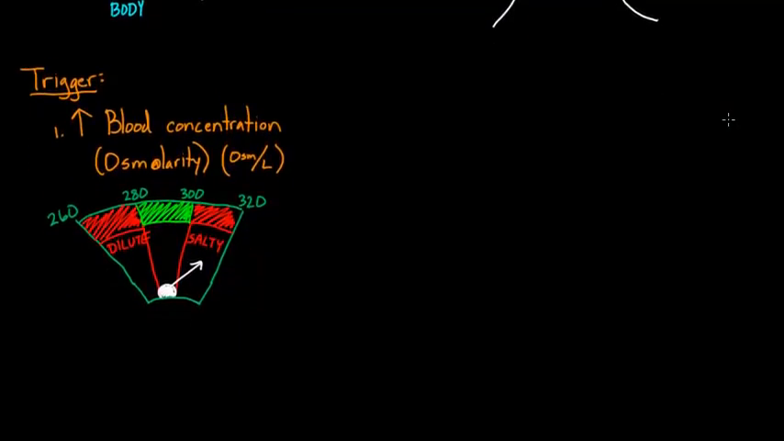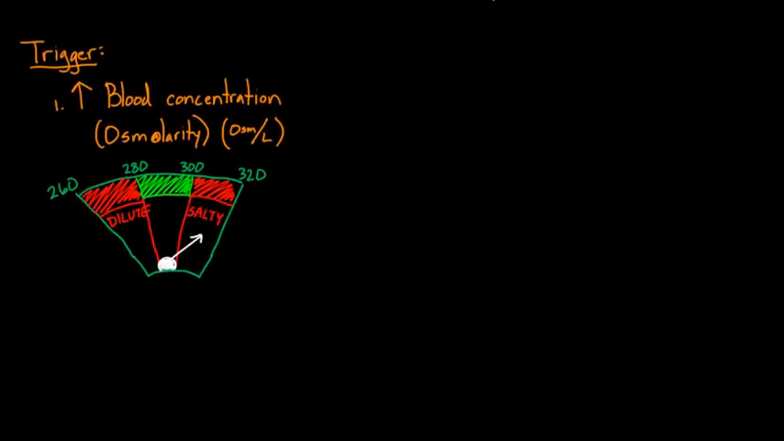So now, what's the second trigger? What's another reason why we might release ADH? Low blood volume. Low blood volume. Think about that for a second. How in the world would your body even know that the blood volume is too low? Well, let's go back to basics. Let's go back to the heart. That's where I like to begin because that's how I always think about it, is just very simply what is going into the heart and what's coming out.